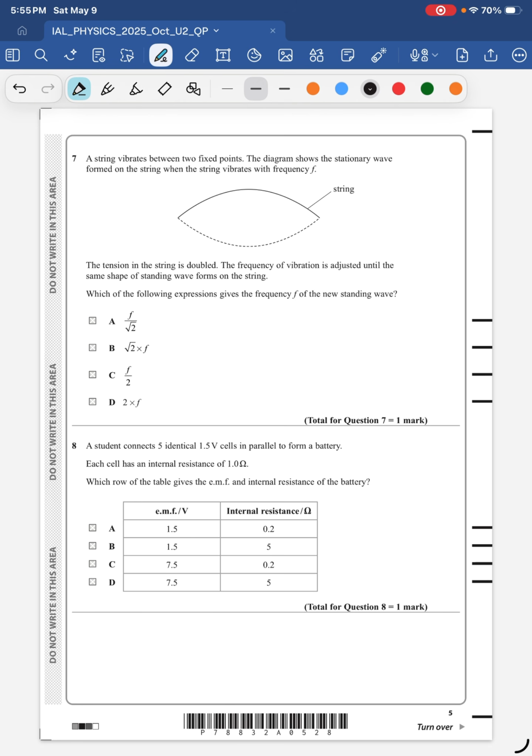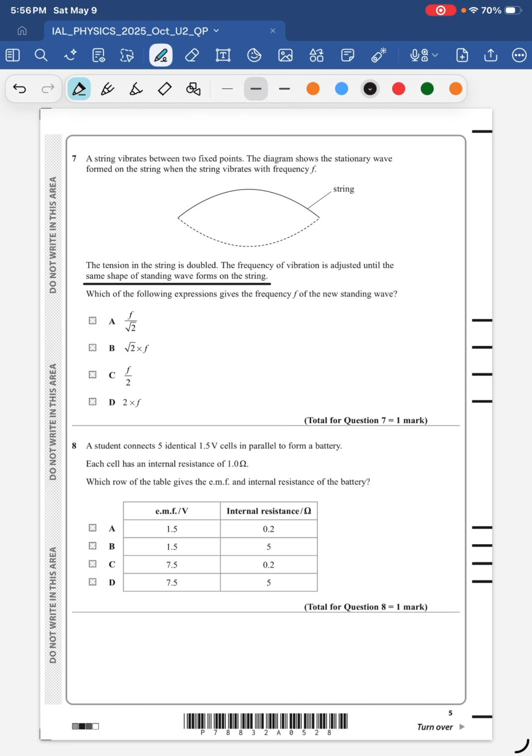Question 7. A string vibrates between two fixed points. The diagram shows the stationary wave formed on the string when the string vibrates with frequency f. The tension in the string is doubled. The frequency of vibration is adjusted until the same shape of standing wave forms on the string. Okay, I'm going to underline this. Okay, that's the key there. Okay, which of the following expressions gives the frequency f of the new standing wave?